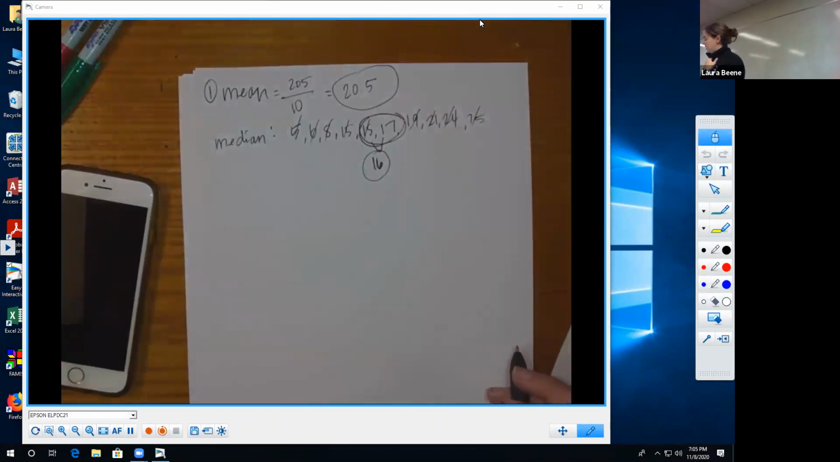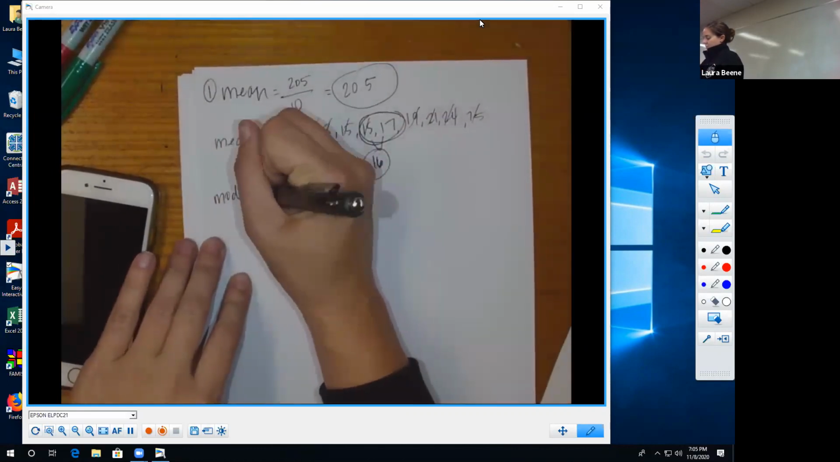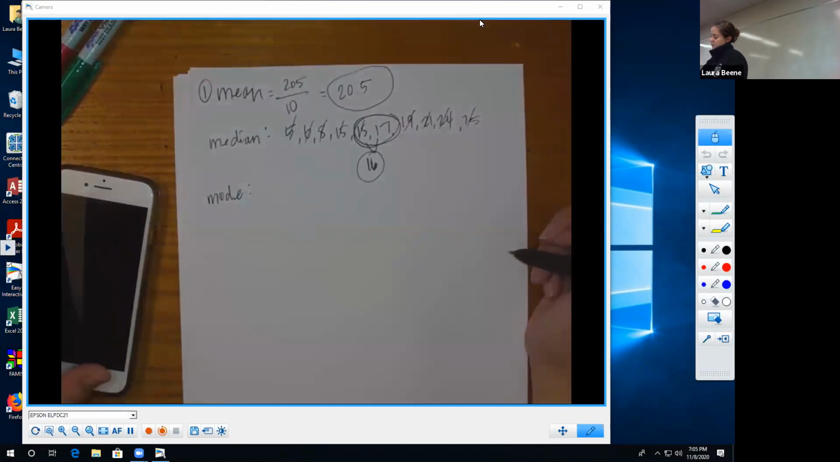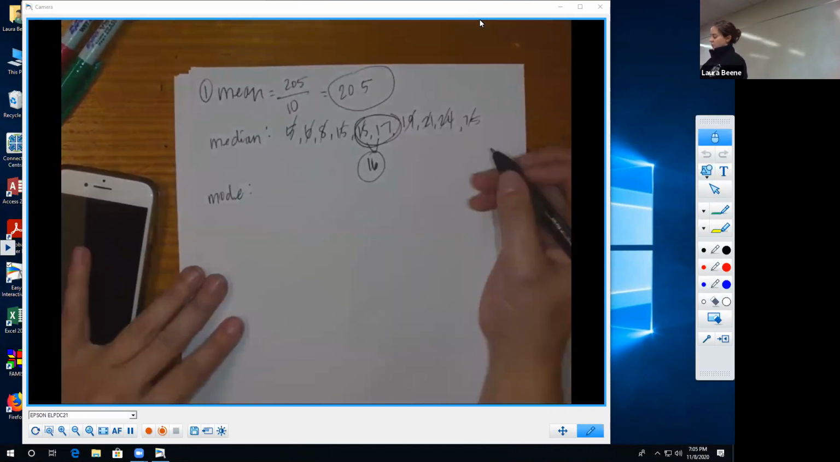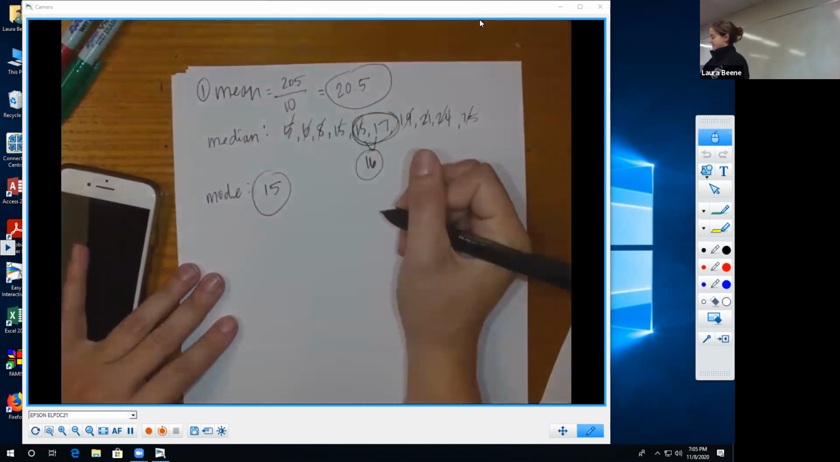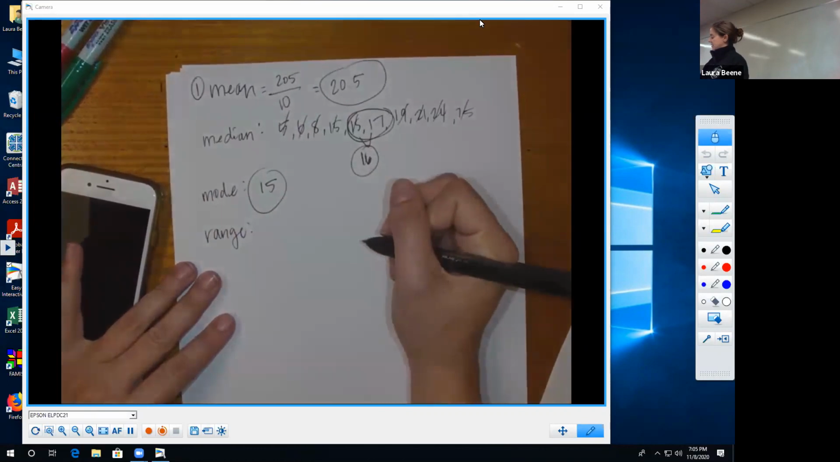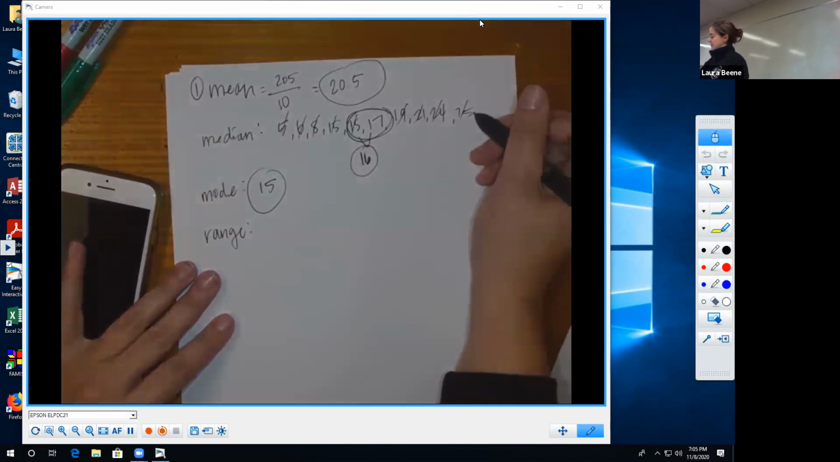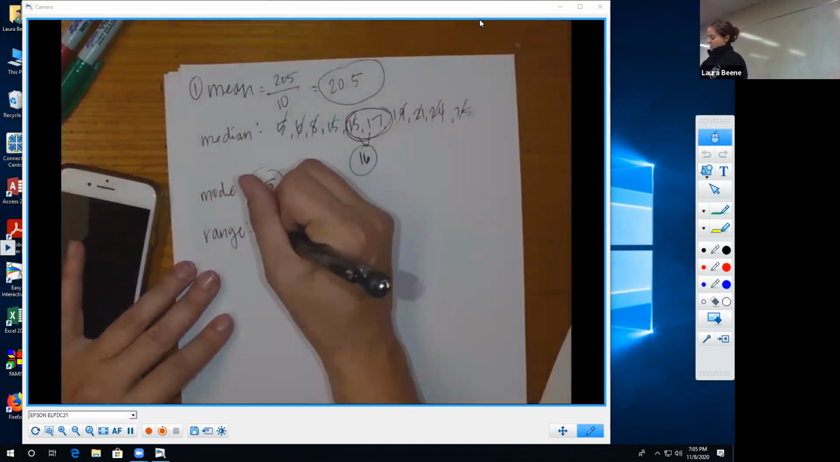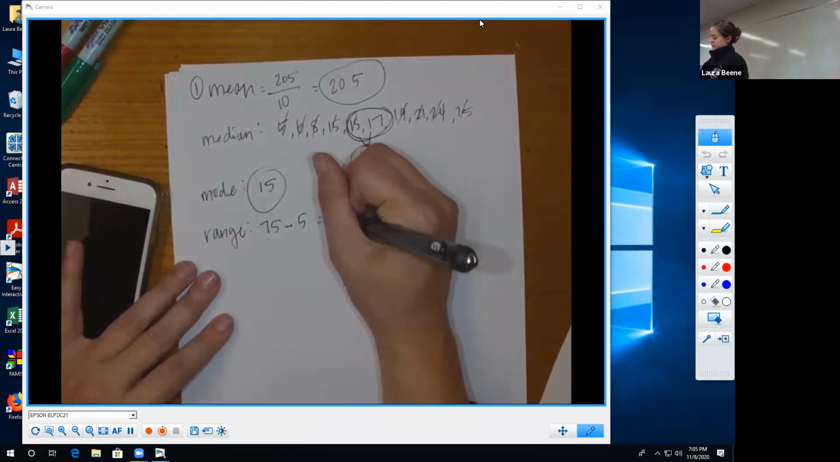And then the mode would be the number that appears the most or you see the most often, which it looks like we have one mode and it's the number 15. And then the range is the highest number minus the lowest number. Highest is 75, minus the lowest number is 5, which is 70.